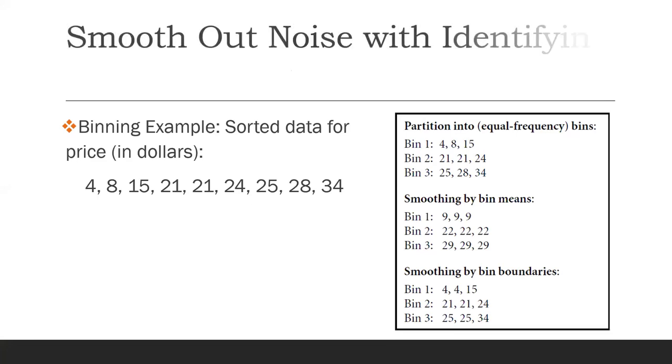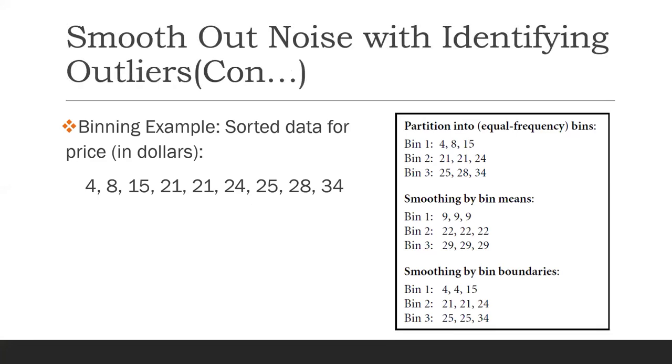Okay, now we will look at the second type, based on the bin boundaries. One way we can fill the missing values is by using the mean value. Another way we can fill the missing values is by using the bin boundaries. Now we will use the same data set.